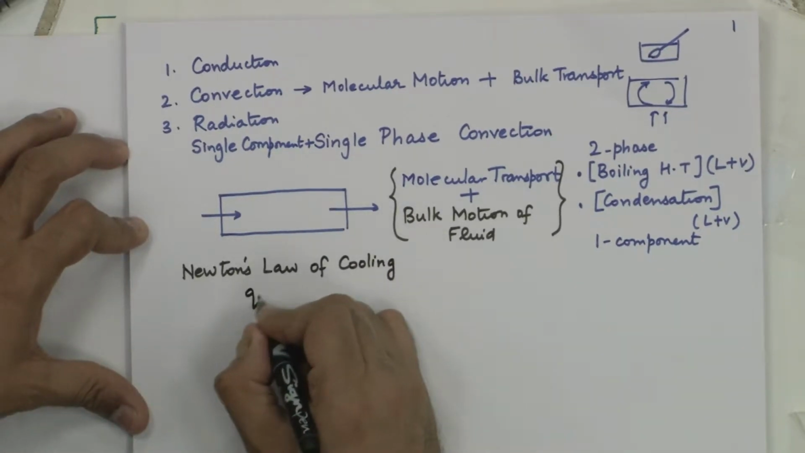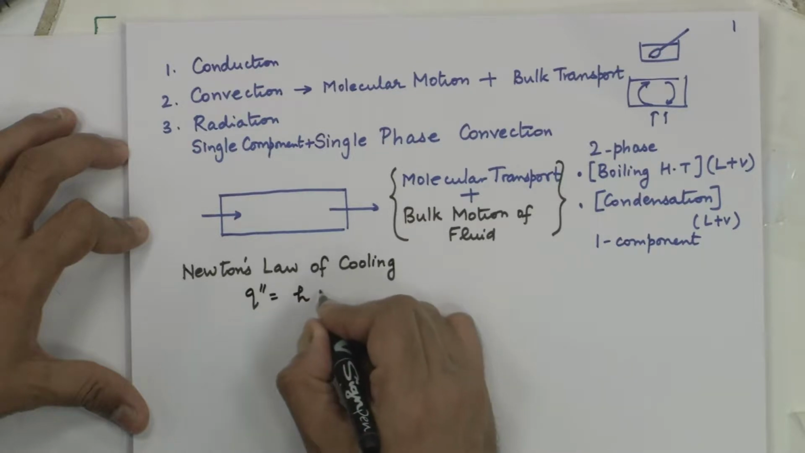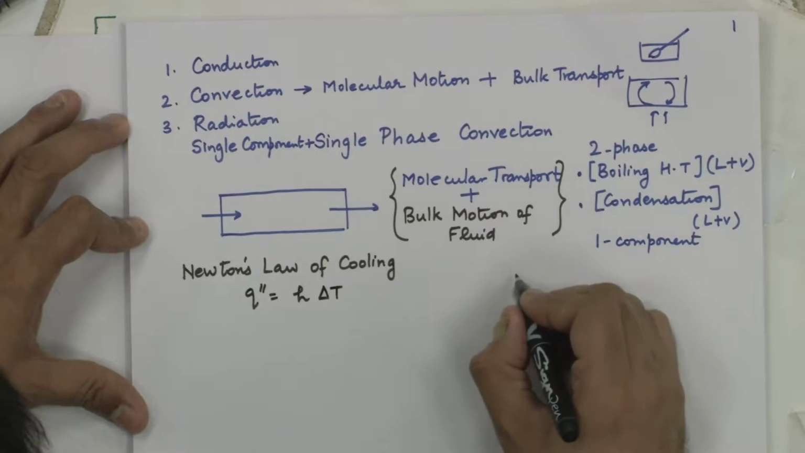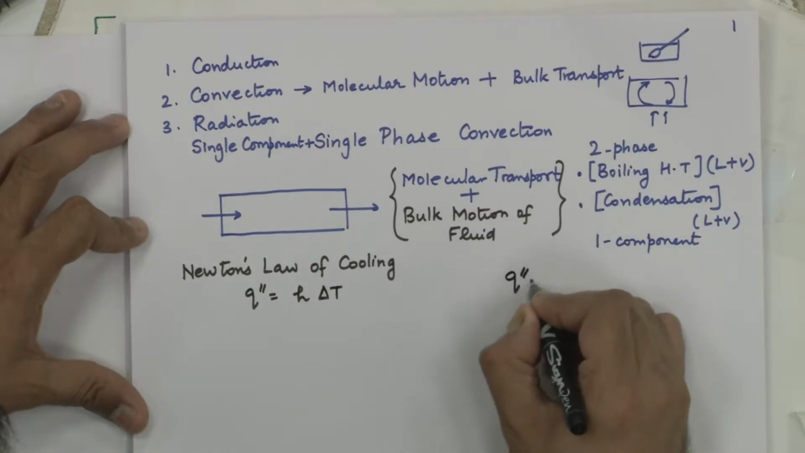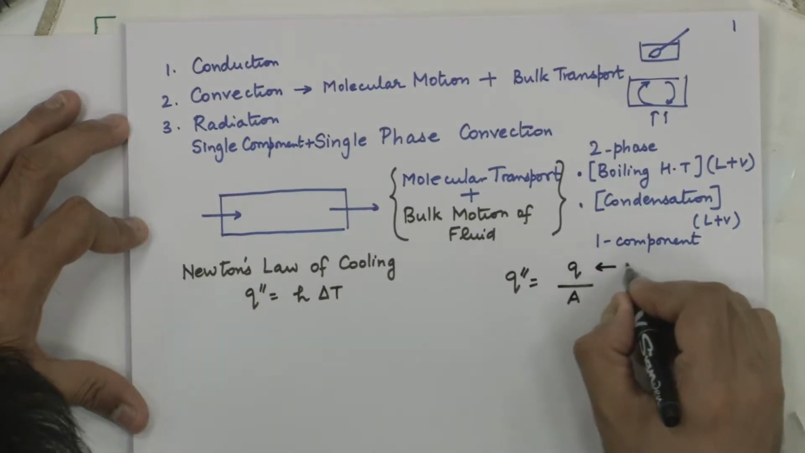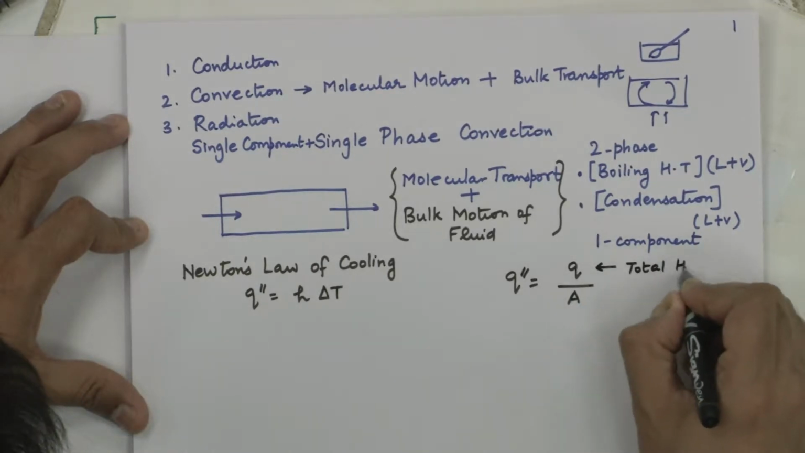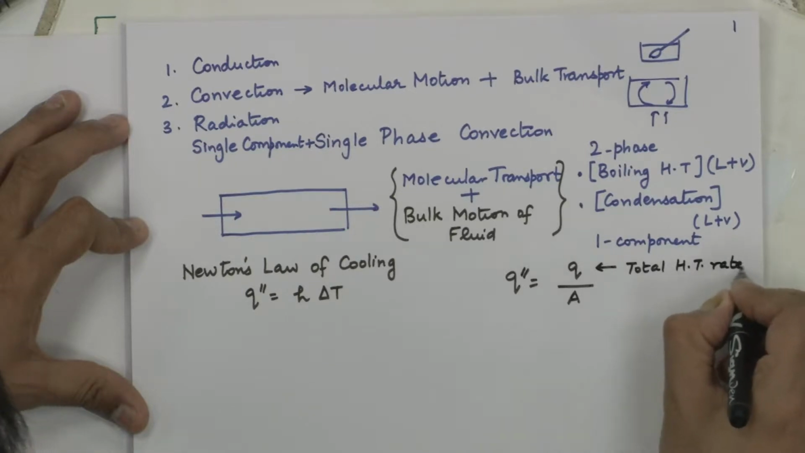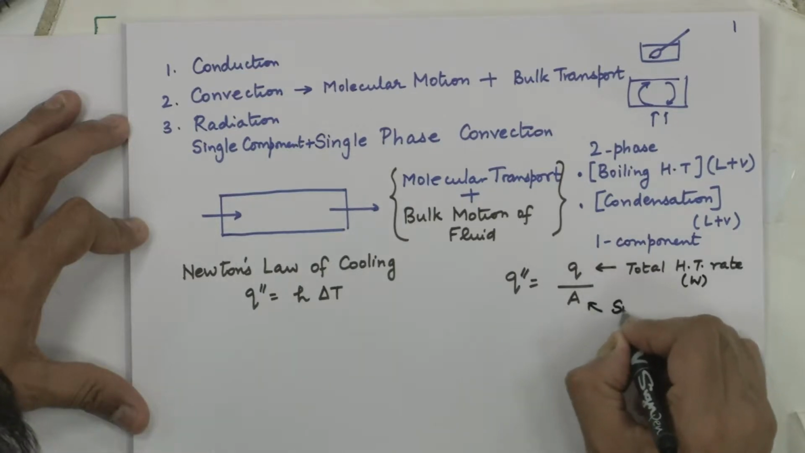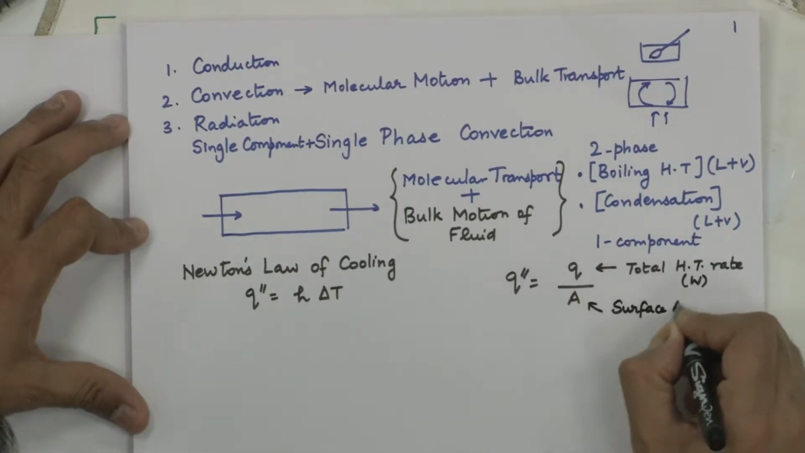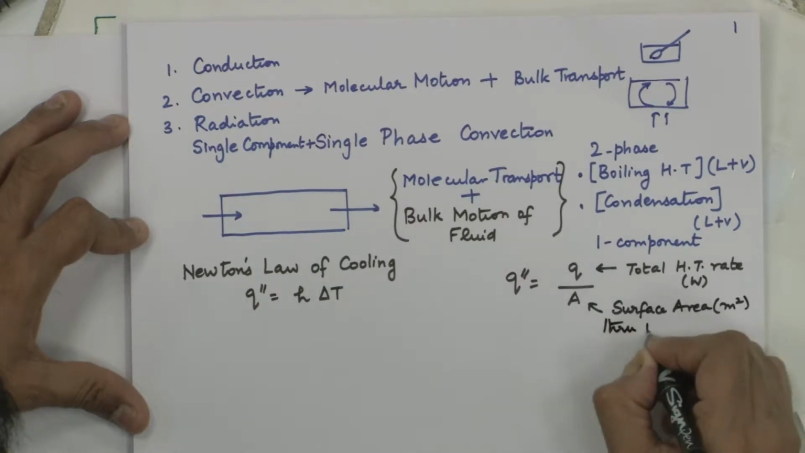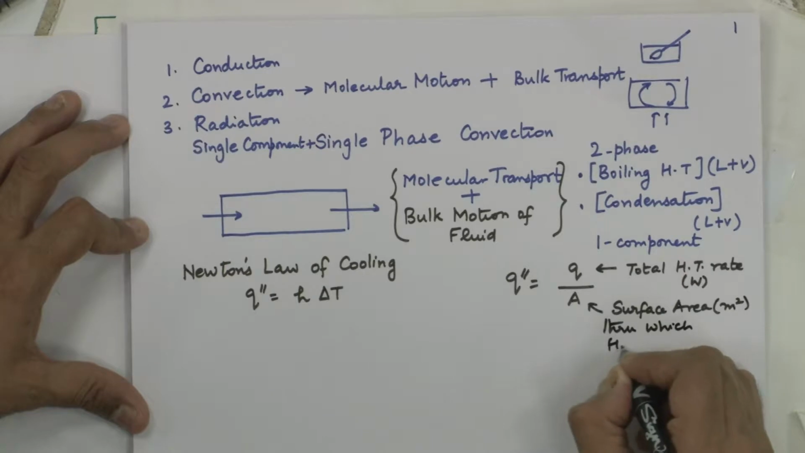Newton's law of cooling is Q double prime is equal to H delta T. The Q double prime refers to Q divided by A. Q is the total heat transfer rate, what you supply by means of an electric heater, in watts. A is the surface area through which heat transfer occurs.